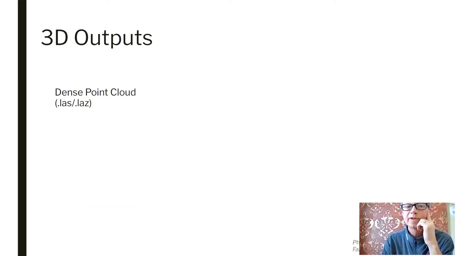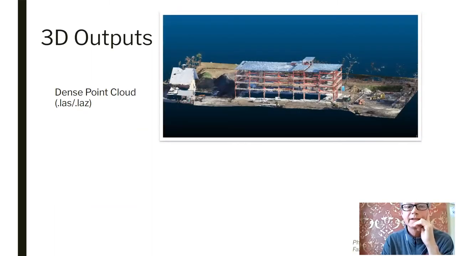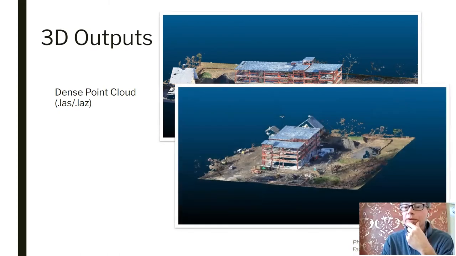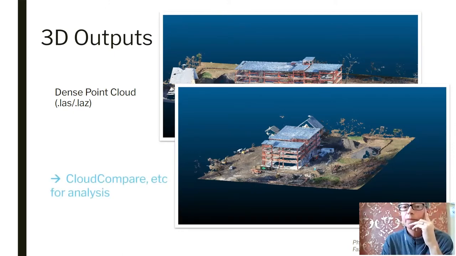3D outputs are also calculated. The dense point cloud is probably one of the two big ones here. So this is the 3D model that's generated by the photogrammetry process. This is an example from an actual user from a year or two ago. Very clean. Good flight planning is definitely key here as well, to get this level of detail, especially on the verticals, but it's certainly possible.